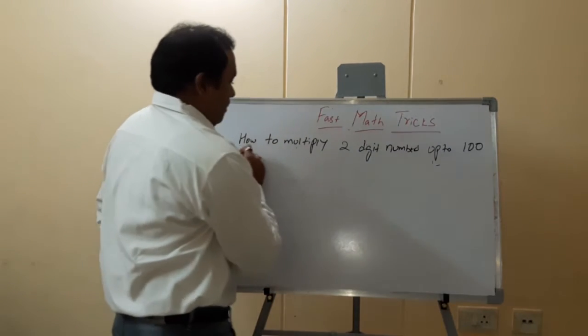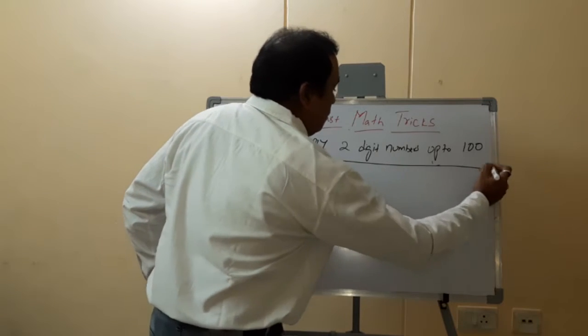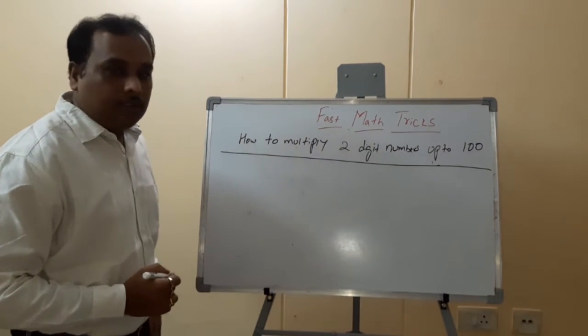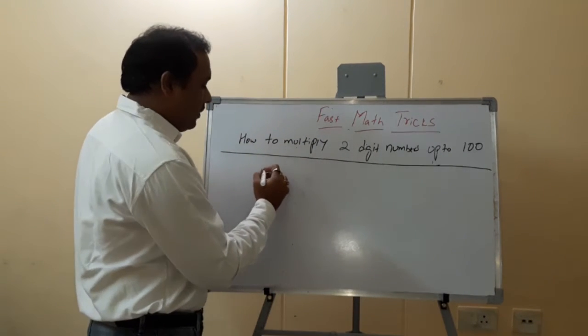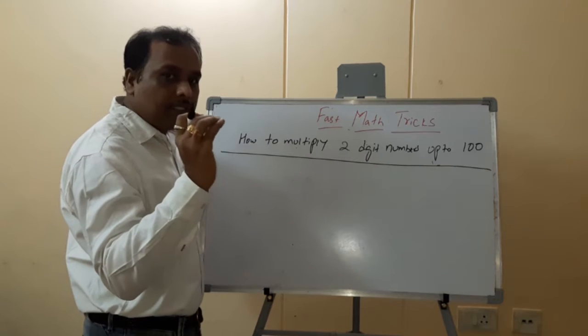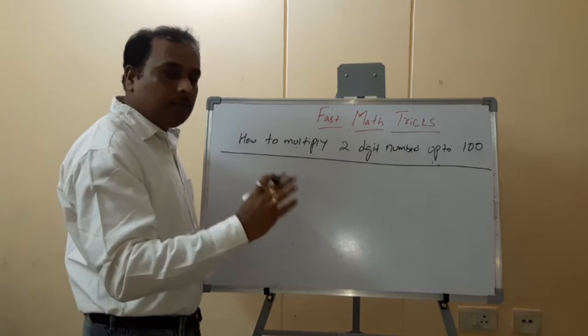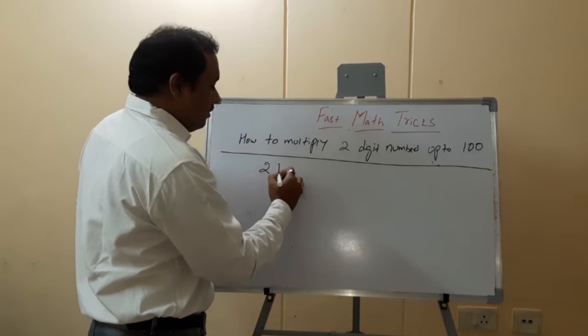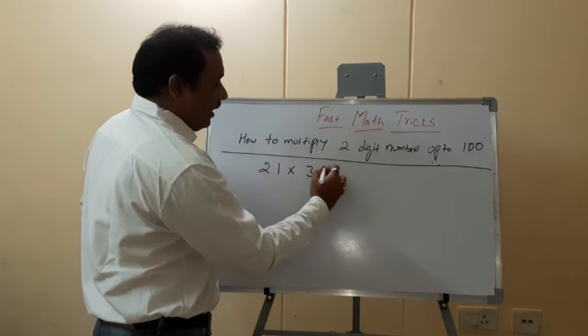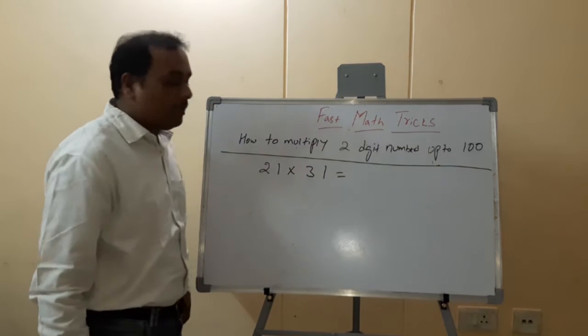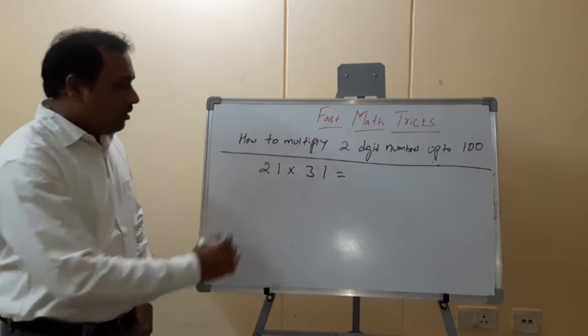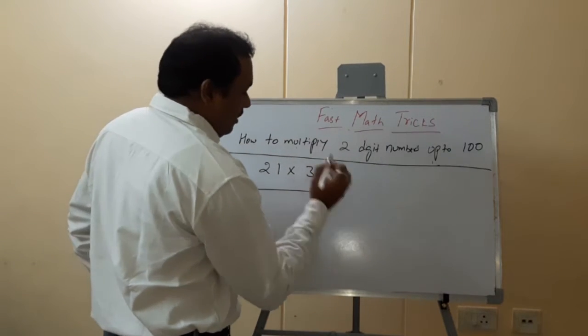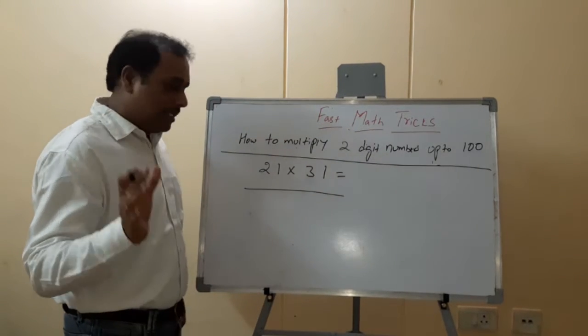Now, how to multiply two-digit numbers up to 100. First of all, let us see one example. I'll tell you a very easy, simple problem so that later you can learn the other things. 21 into 31. So how are we going to multiply this one? Understand my two simple steps here.